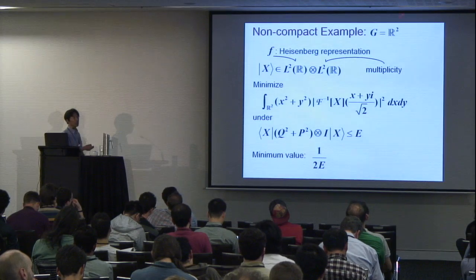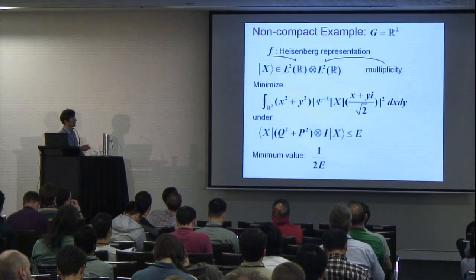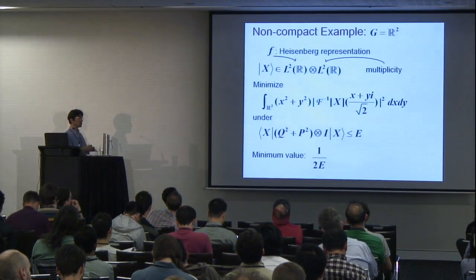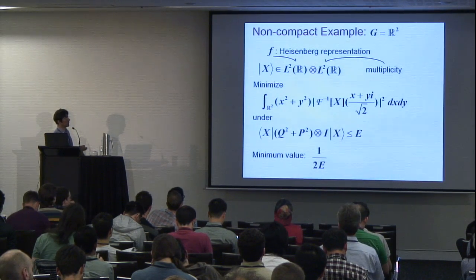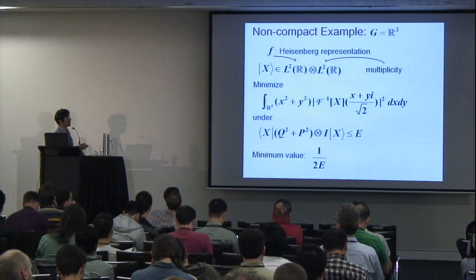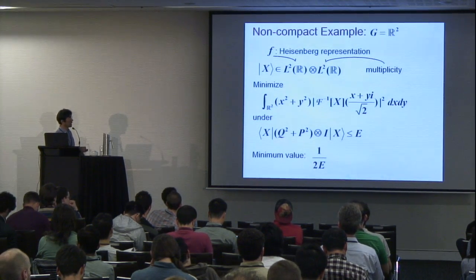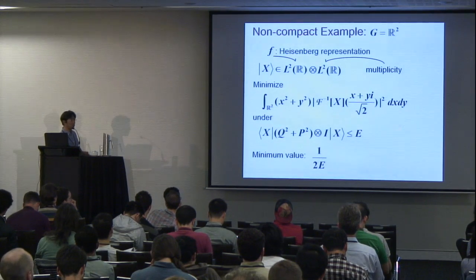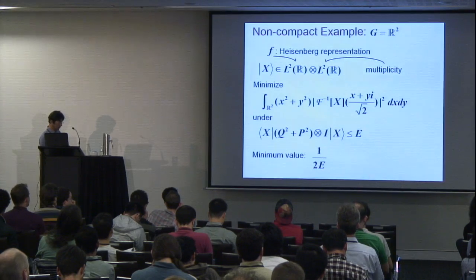Finally, we proceed to the Heisenberg representation. In that case, our Hilbert space is this one, but we need some multiplicity. The multiplicity is also written as this space, but only that group acts on this first space. In that case, we minimize, and it is enough to consider this quantity, and our energy constraint is described this way. Similarly, the minimum value is described by this.